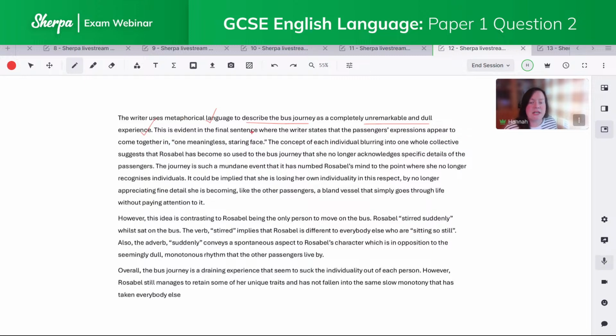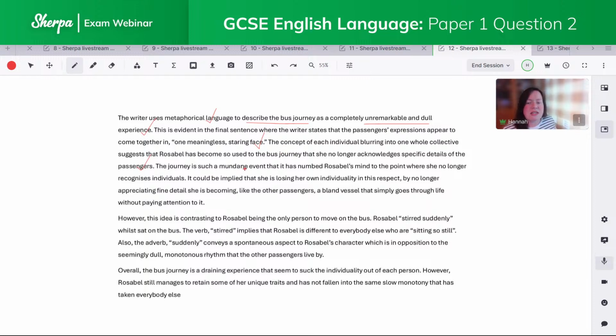This is evident in the final sentence, where the writer states that the passengers' expressions appeared to come together in one meaningless, staring face. That is a well-chosen piece of evidence. The concept of each individual blurring into one collective suggests that Rosabelle has become so used to the bus journey that she no longer acknowledges specific details of the passengers. If you remember back to the pretzel, after your evidence, I suggested talking about an overall effect of the quotation you've chosen, and that sentence there is a good example of that.